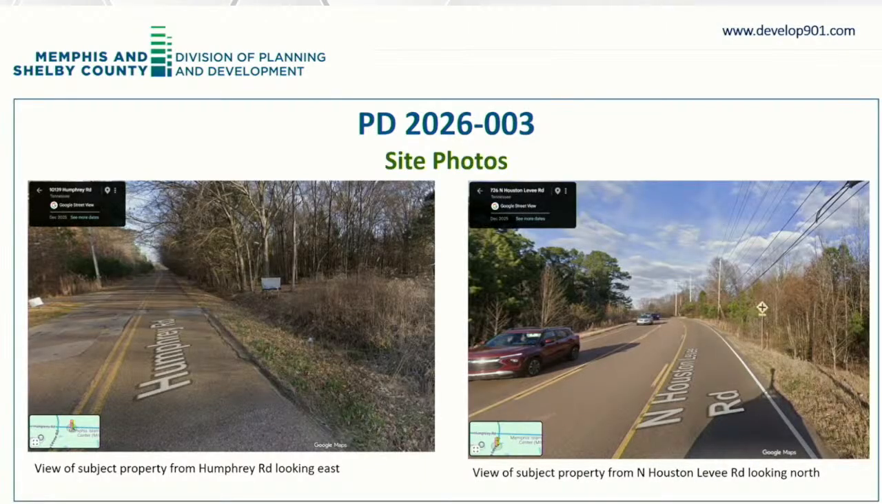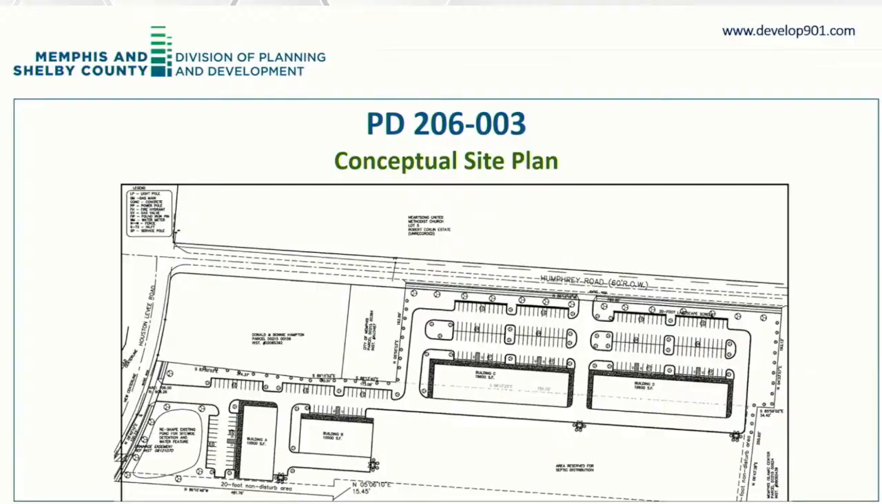Here are photos of the area. Humphrey Road is a 2-lane road, which the project is proposed to have access from, and then also North Houston Levee Road. And this is the concept plan for the development. So you have the two lots with four commercial buildings, and they would consist of 10,600 square feet and 19,600 square feet.